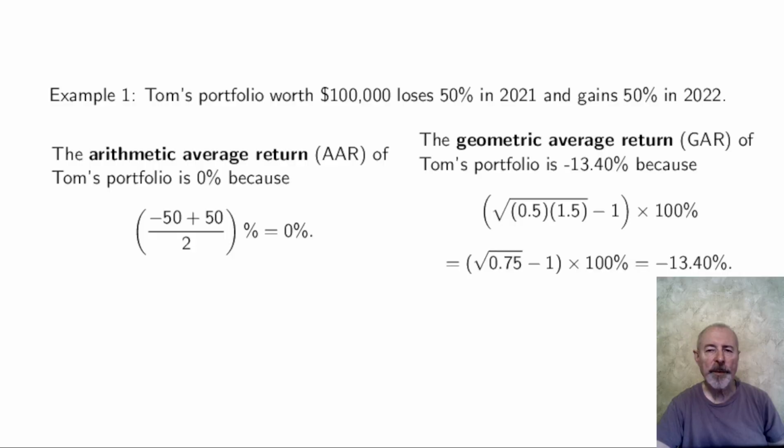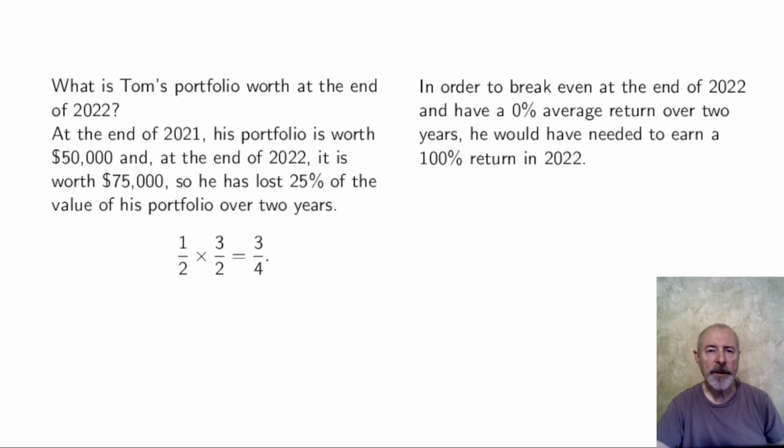Let's look at an example. Tom's portfolio is worth $100,000. In 2021, he loses 50%, and in 2022, he gains 50%. His arithmetic average return, or AAR, is 0%. His geometric average return, or GAR, is minus 13.4%.